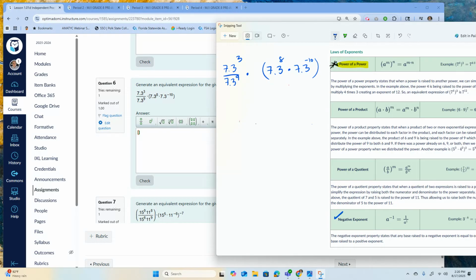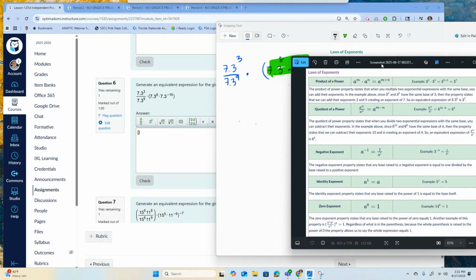Okay, so like I had said before, I like to eliminate parentheses first. That's why I'm gonna work inside this parenthesis. Okay, that's what I'm gonna do. So when I work with that, if you look inside the parenthesis, I had 7.3 repeated twice. 7.3 is the base, and they're multiplying. So that means that we are gonna apply this rule right here.